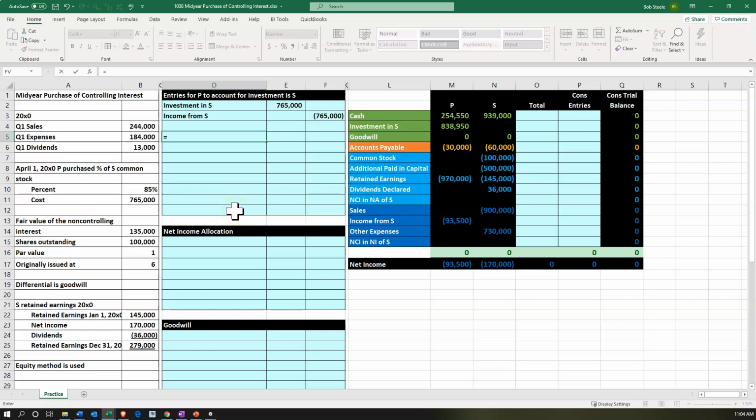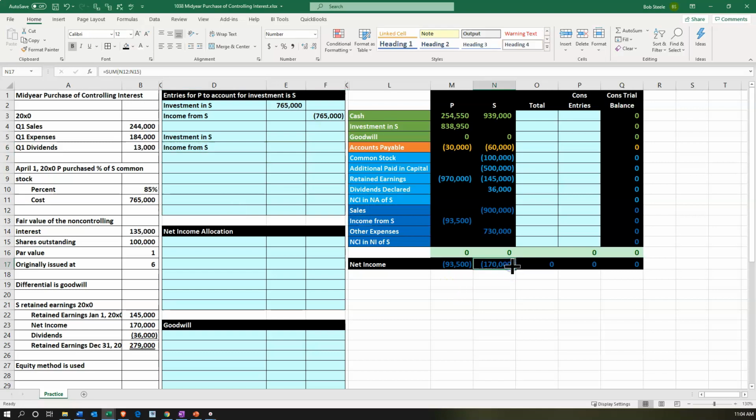So we're going to say, all right, then usually the investment account goes up. The other side is the income from S. Typically, we would take the net income on the year and then take 85% of it. But we're going to have to do a little bit of an allocation, a little bit different here down here. So I'm going to go down here and do a little calculation on this.